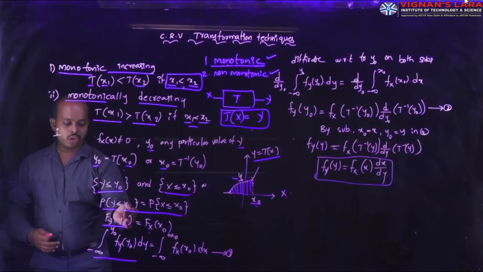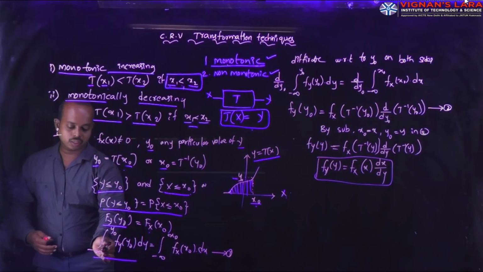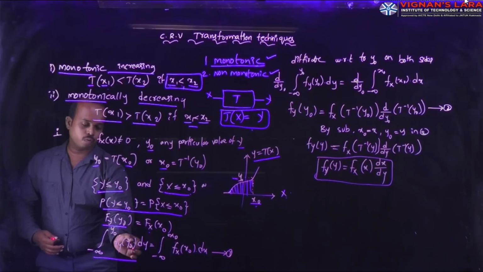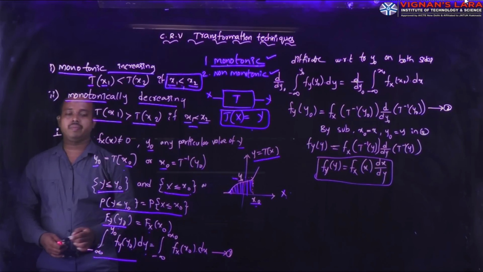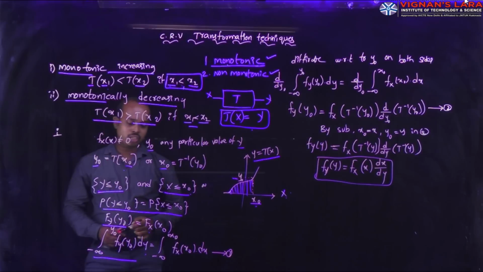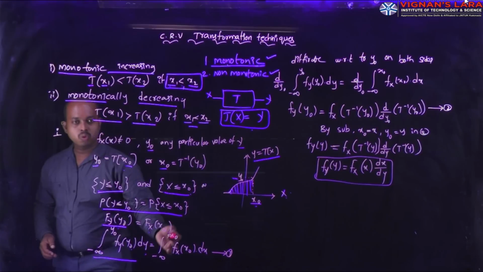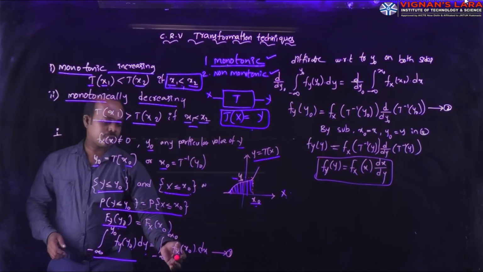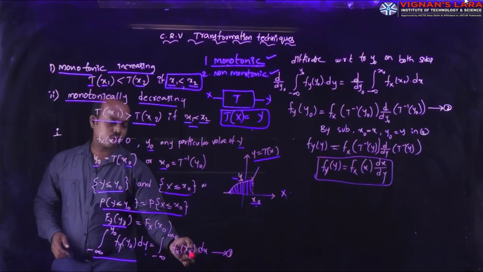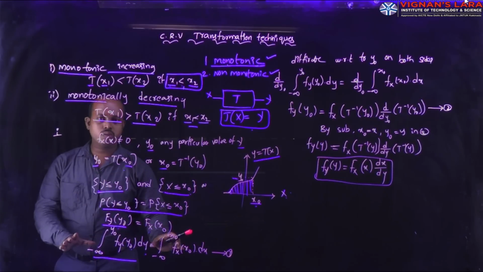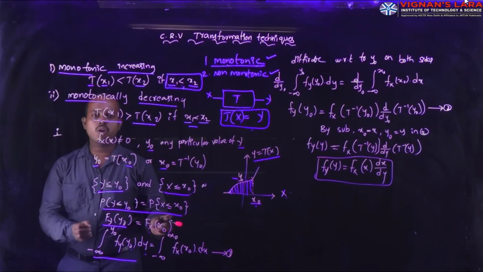For this y naught value, you can represent the limits: the integral from minus infinity to y naught of f_Y of y naught into dy is equal to the quantity of the integral from minus infinity to x naught of f_X of x naught into dx. Up to now, you are just replacing equal quantities.